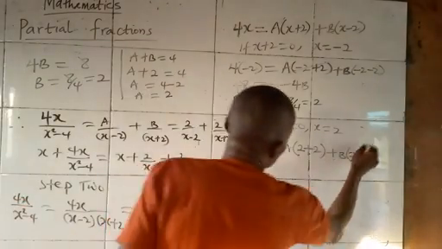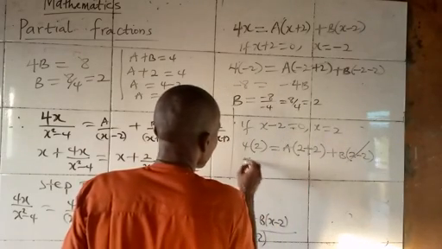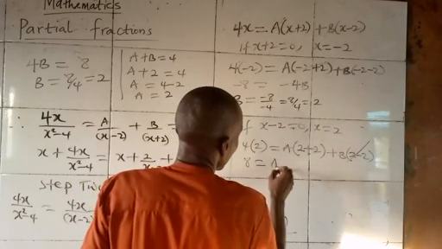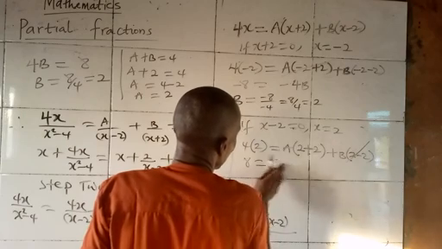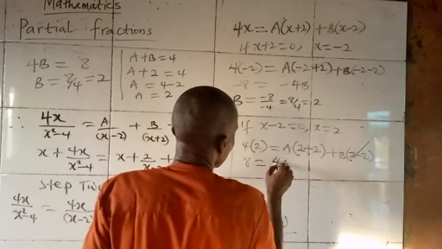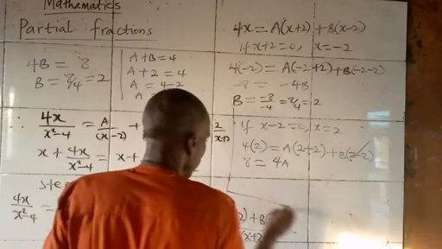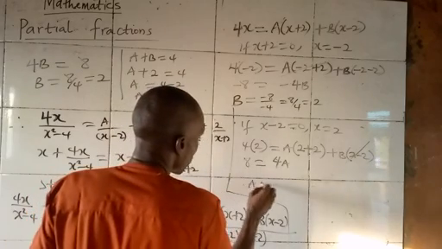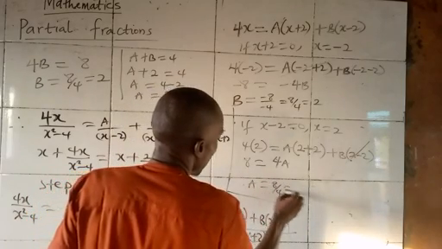It means that this b is going. We are going to be having 8 equal to 4a. Now divide both sides by 4, and we are going to be having 8 over 4, which is 2.